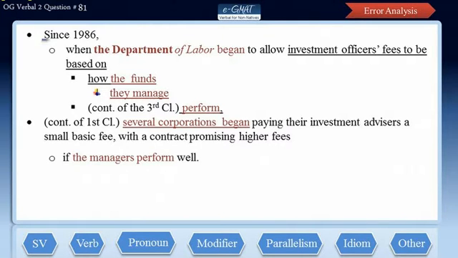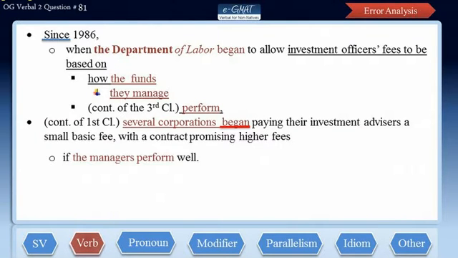Now, since in the beginning of the sentence suggests that several corporations started paying their investment advisors a small basic fee starting from 1986, and the trend continues till date, it is an action that started in the past and continues even in the present. Hence, use of simple past tense began is incorrect. It should be present perfect tense have begun. So we have a verb tense error here.